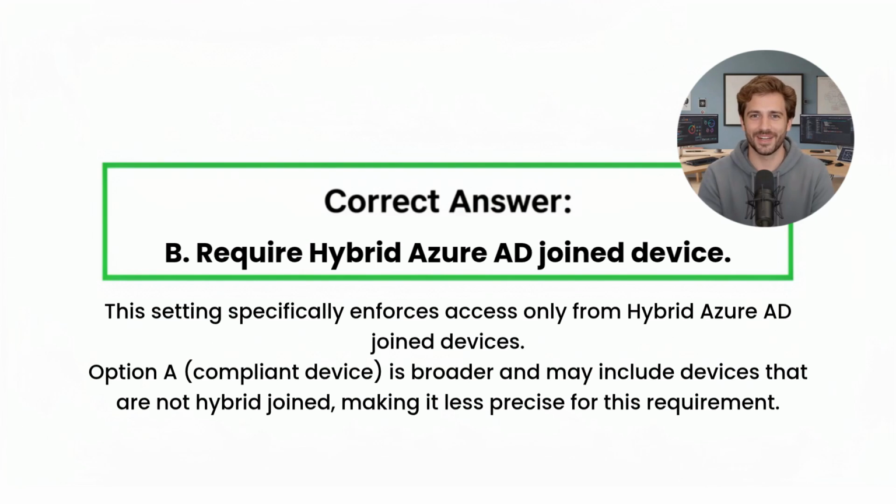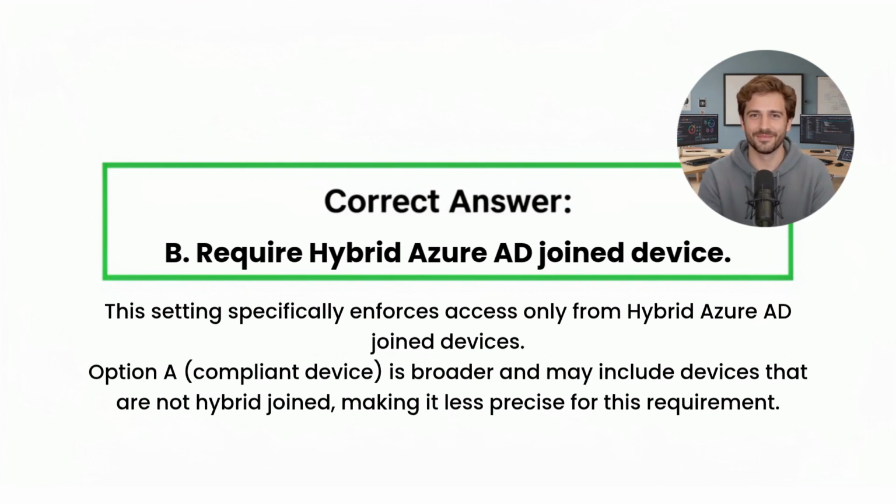Require hybrid Azure AD joined device. Explanation. This setting specifically enforces access only from hybrid Azure AD joined devices. Option A, compliant device, is broader and may include devices that are not hybrid joined, making it less precise for this requirement.